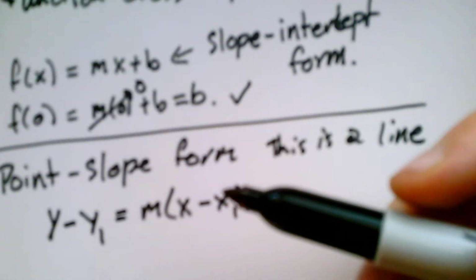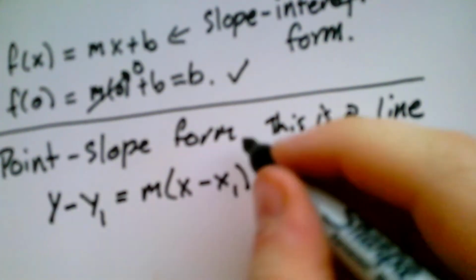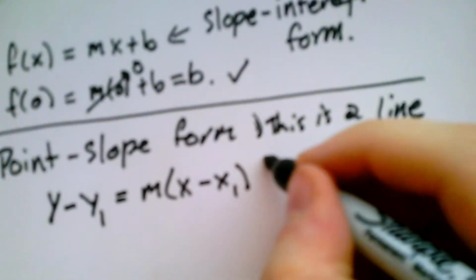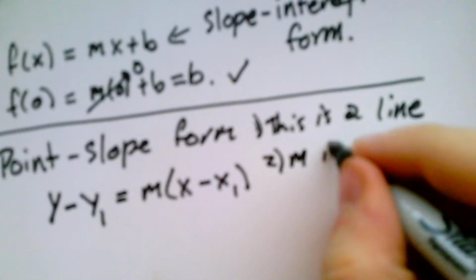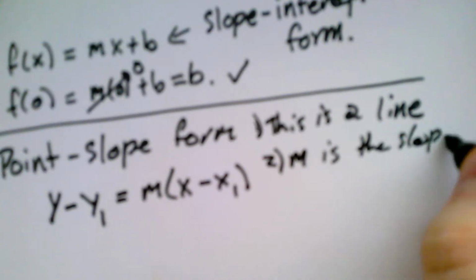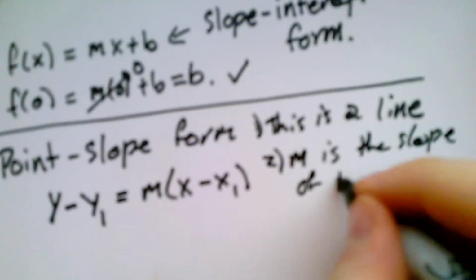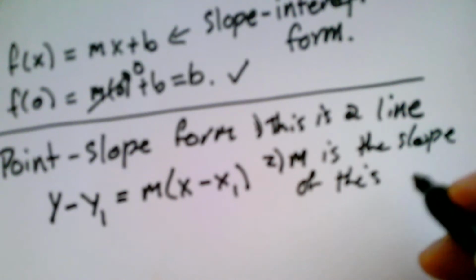Okay, so with that, I also have a few other claims. So that was my first claim. My second claim is that m is the slope of this when it's written as a line.